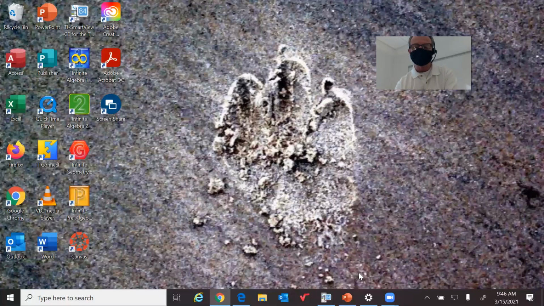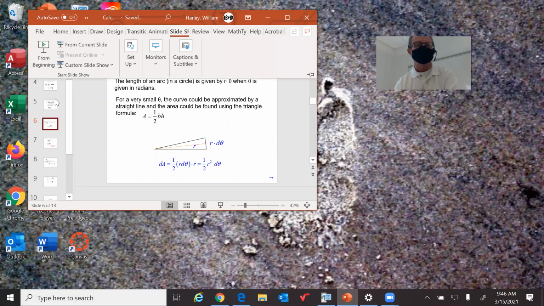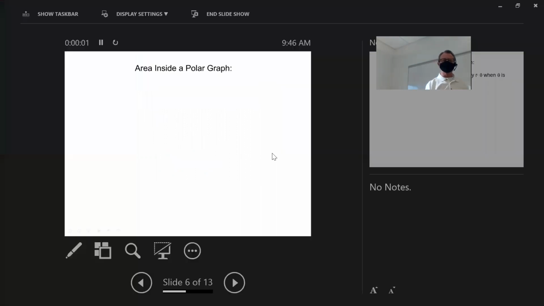This is 10.3, the beta lesson. And the alpha lesson was about the slope of a polar curve. The beta lesson is the area enclosed by one or two polar curves.